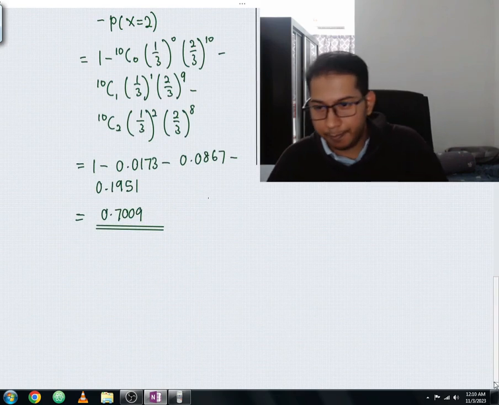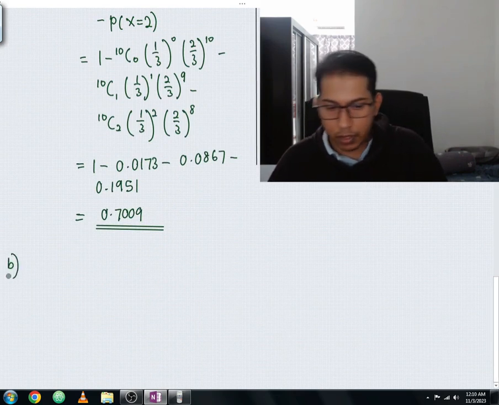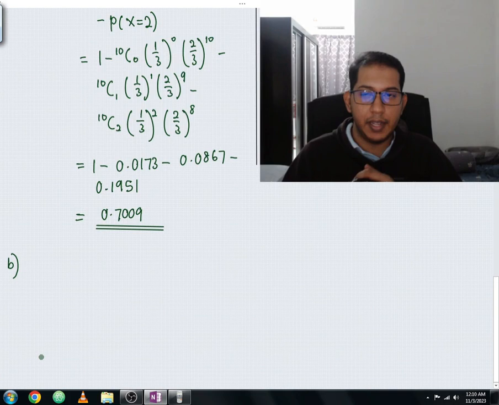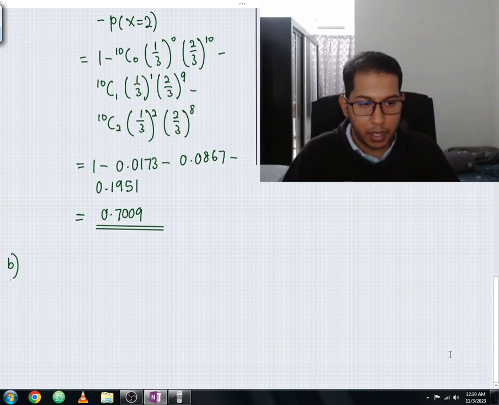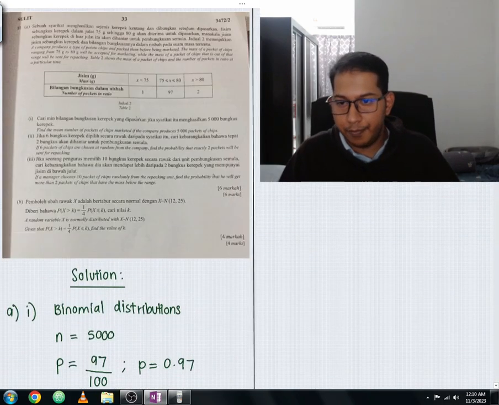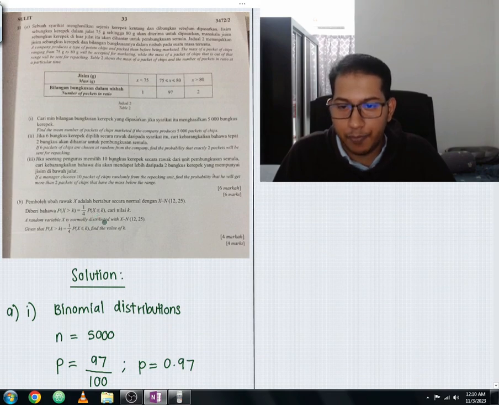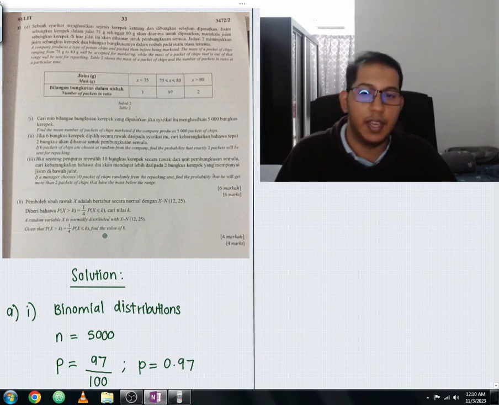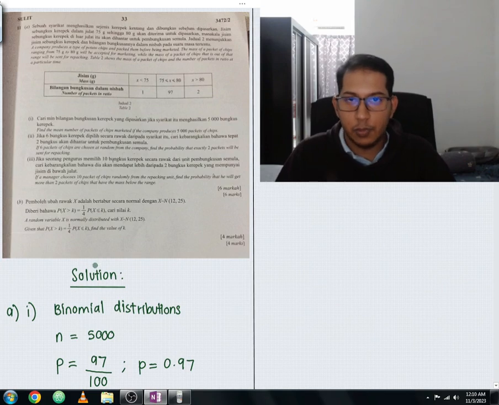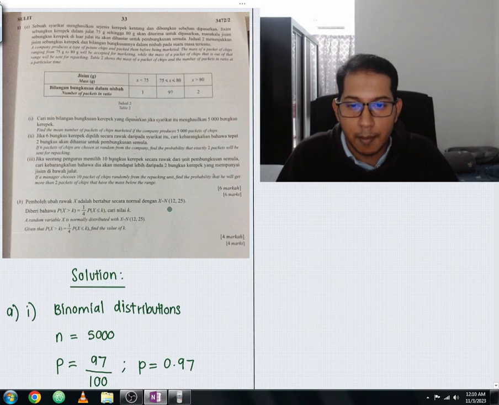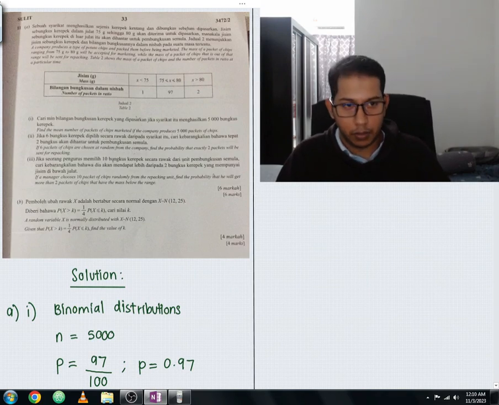For part B, we are required to find the coefficient k, and they gave us the information where probability x more than k is equal to 1 over 4 times the probability x less than or equal to k, and we are required to find the value of k over here. And just to confirm, this x variable is normally distributed with a mean and variance of 12 and 25 respectively.